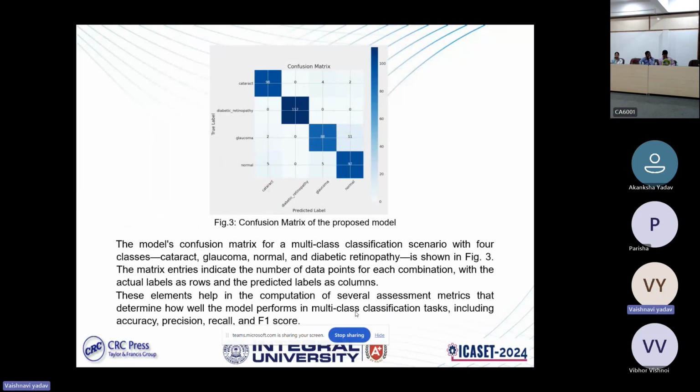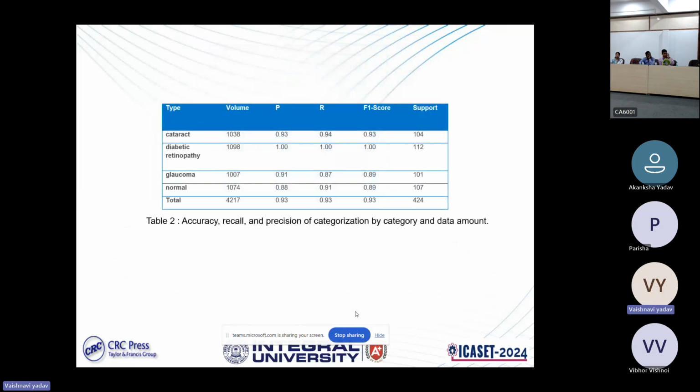These are the evaluation parameters I got with the help of this confusion matrix: precision, recall, F1 score, and support. These are the parameters, and I got 96% accuracy with this model.